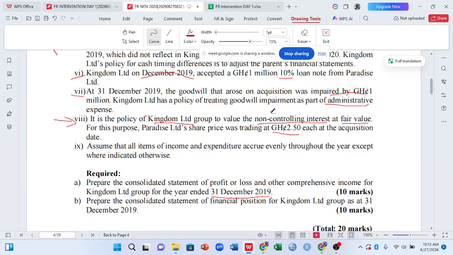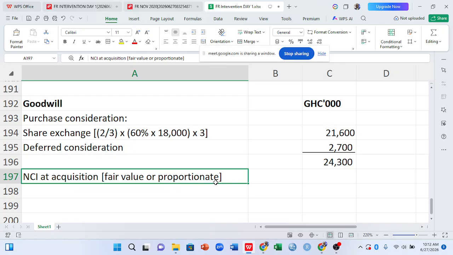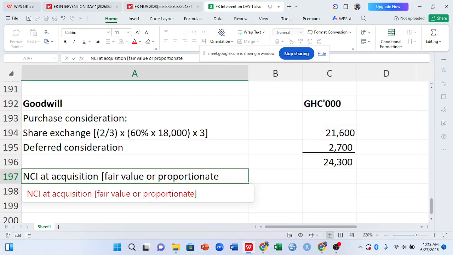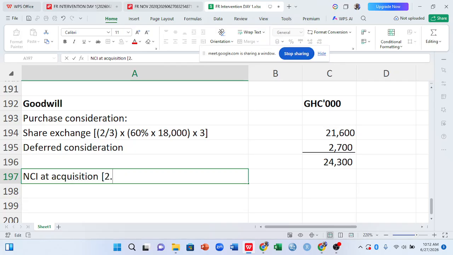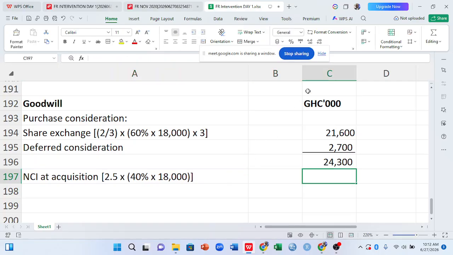If we are using the price to calculate, you pick the price, which is 2.5 in this case. And then we multiply by the number of NCI shares. How do we get the NCI shares? You know the percentage for NCI is 40%, and the number of shares is 18,000. This will give us the NCI shares. We do that to get NCI at acquisition date. What will be our resultant answer?